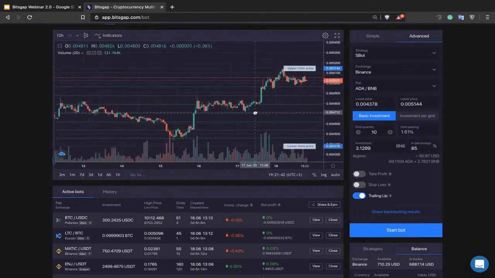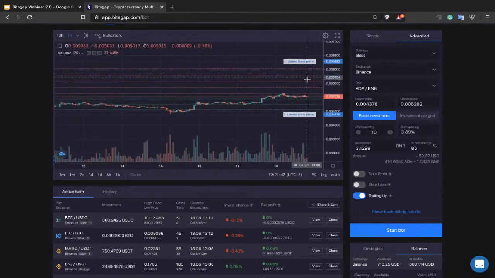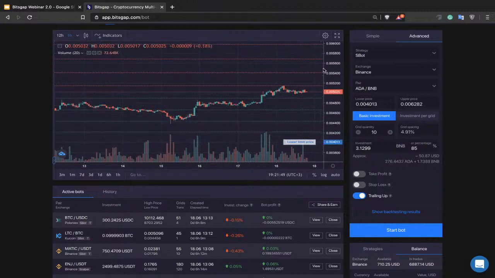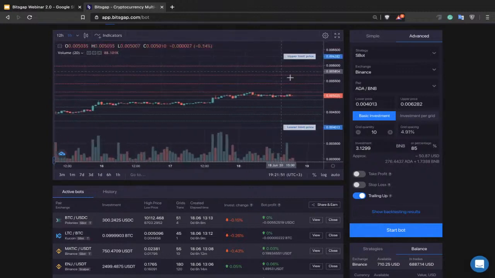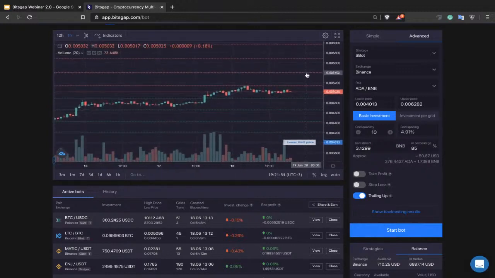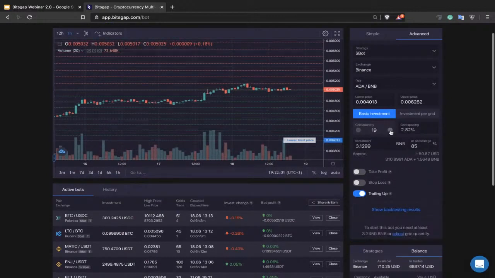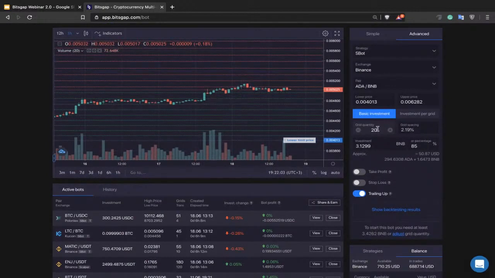And let's say I want to launch this bot. Let's adjust the trading range. So here we see that the grid spacing looks too wide. It's almost 5% spacing. That's too much. Let's reduce this, because the more grid levels we have, the more opportunities we provide for the bot to seize as many market swings as possible, as many opportunities to buy low and sell high.